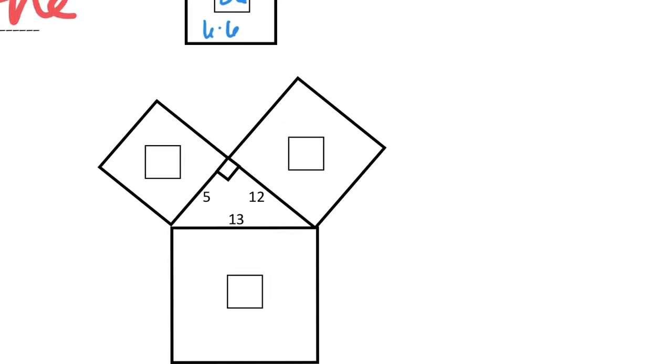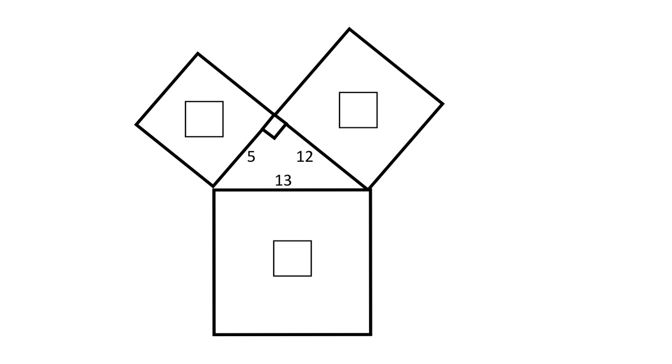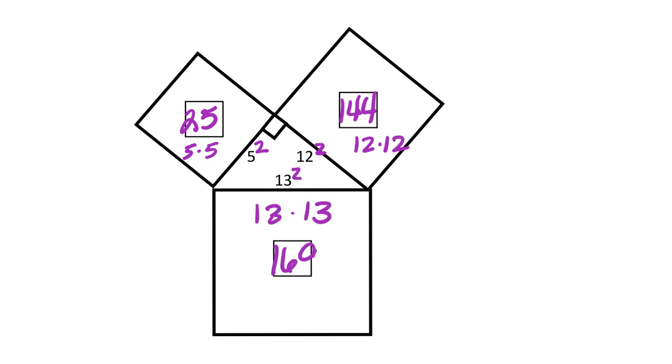All right, last but certainly not least, let's look at these. Again, I need to know this time the area. So I'm going to square this to get 25, right? Because this is 5 times 5. I'm going to square this, which would be 12 times 12 to get an area of 144. And then I'm going to square 13 to get an area of 169.